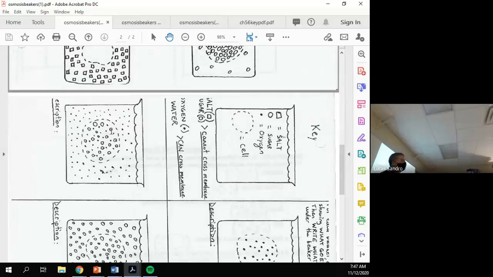So water goes in, and then I know it might not look like it, but I tried to draw the oxygen equally concentrated. So the first answer is water goes in. The second answer is oxygen goes in and out equally because it's already at equilibrium. Okay?